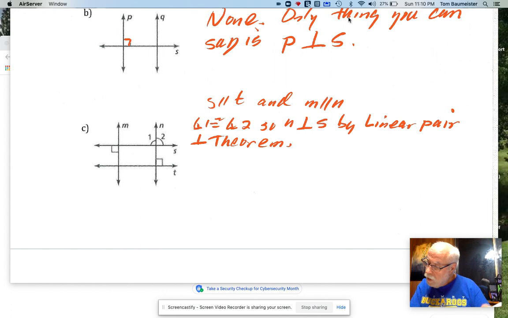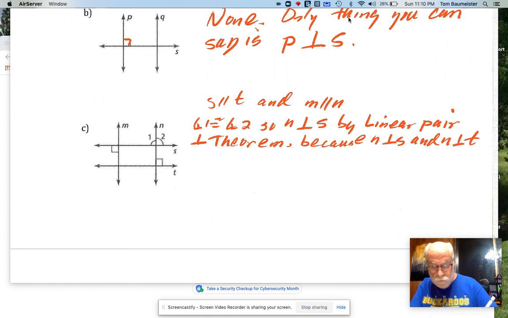Okay. And then because N is perpendicular to S and N is perpendicular to T, we can state that S is parallel to T by the lines perpendicular to a transversal theorem.